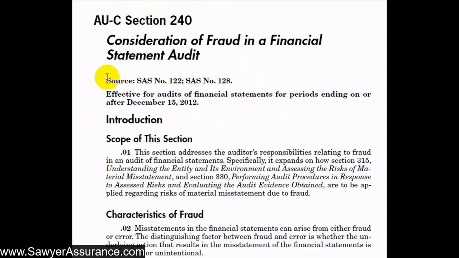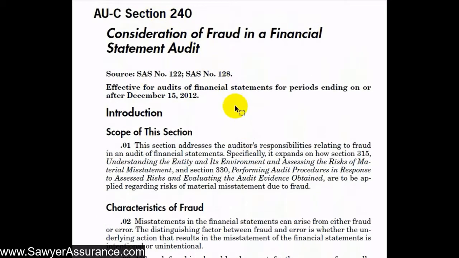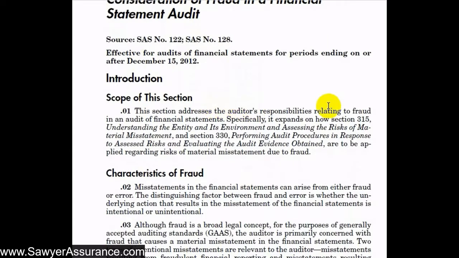We see first that it was put together by SAS numbers 122 and 128 and is effective for audits for periods ending on or after December 15, 2012. As far as the scope of AUC Section 240, it addresses auditors' responsibilities related to fraud in a financial statement audit, and it's supposed to be used in conjunction with AUC Section 315, understanding the entity and its environment, assessing its risk of material misstatement, and also Section 330, performing audit procedures in response to the assessed risks.